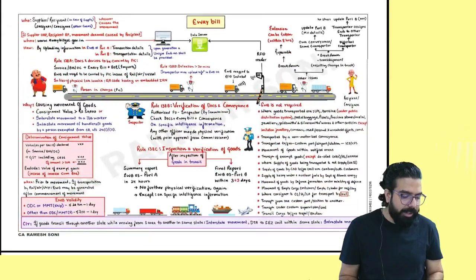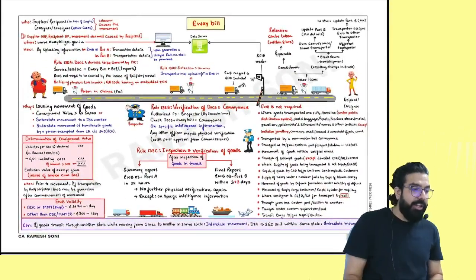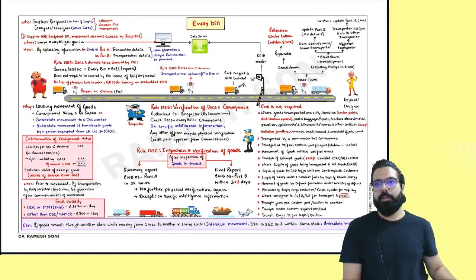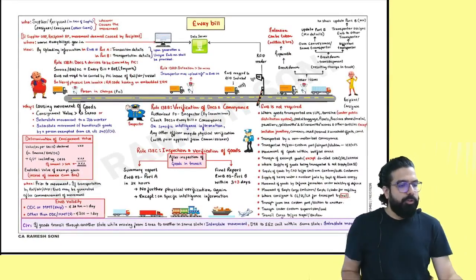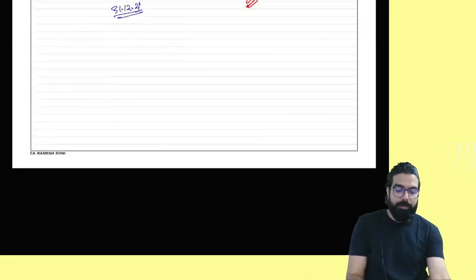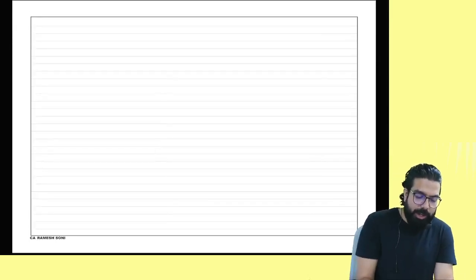We'll move to the next chapter, e-way bill. Please come to the next chapter, e-way bill. Please come to e-way bill, everyone. Chalo, let's go ahead and now do the next chapter. The next chapter is e-way bill.